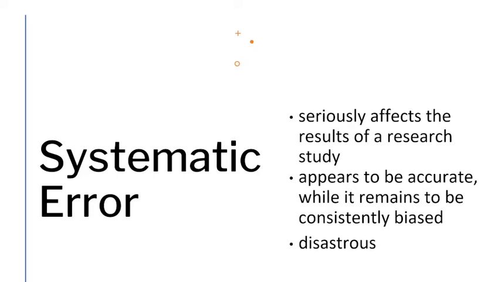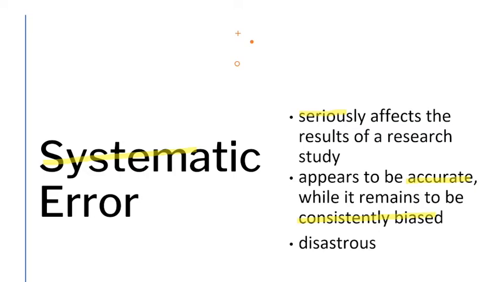Next, you have the systematic error. When I say systematic error, this is a serious type of error. It appears to be accurate initially, while it remains consistently biased. Usually, systematic error could be avoided if you're seeking the advice of validators, or the advice of other observers in the form of triangulation.